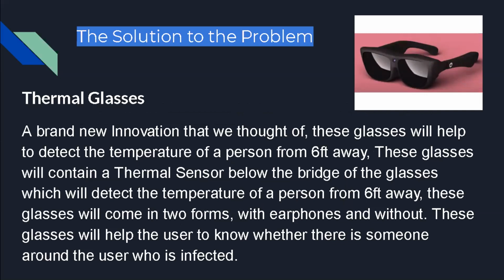Now, these thermal glasses come with a pair of detachable earphones. What they basically do is tell us if the person we are in close proximity with has a high body temperature, since a high body temperature is a very major symptom of the coronavirus. These glasses contain a thermal camera also. The thermal camera would be located just below the bridge of the glasses. So it's something similar to the picture I showed over here.